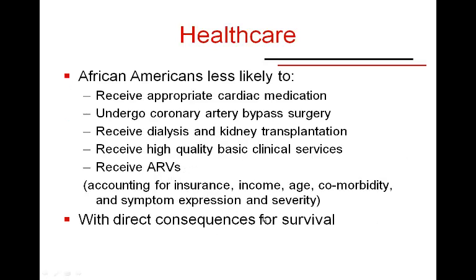And what this report documented was that after you account for really important access issues, insurance, income, things that are going to be related to severity of symptoms, the presentation of individuals when they receive health care, things related to age, comorbidity, symptom expression, severity. When you account for all of these factors, African Americans are less likely to, and this is just a sample of the findings, receive appropriate cardiac medication, undergo coronary artery bypass surgery, receive dialysis and kidney transplantation, receive high-quality basic clinical services, and receive antiretroviral drugs, with very important, obvious, and very direct consequences for survival.